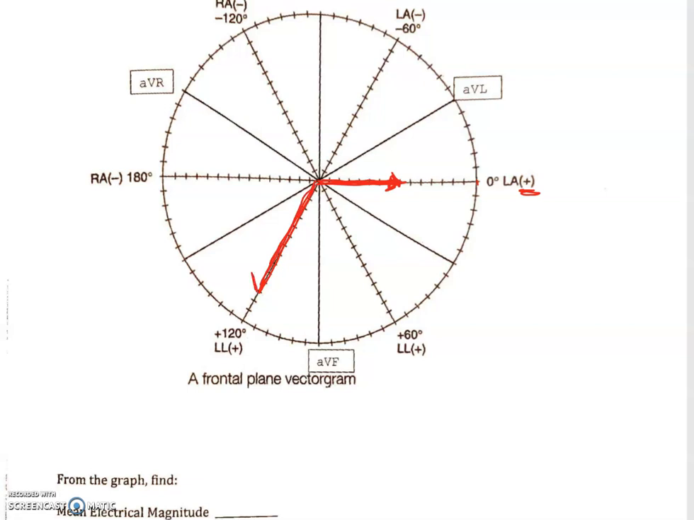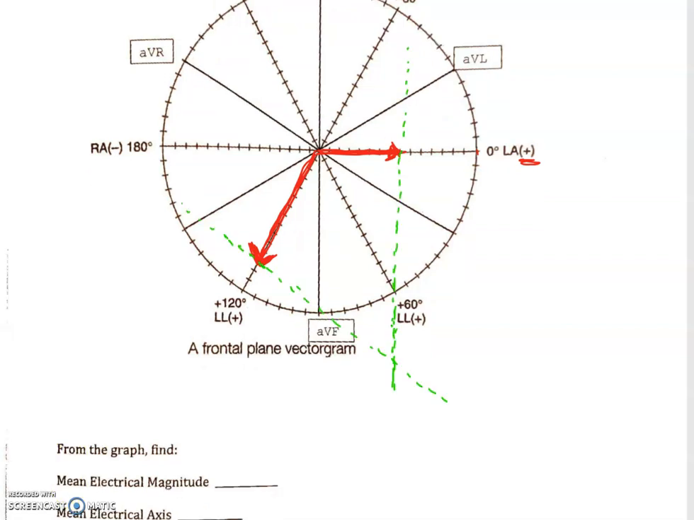So our vector would be going to here, approximately 0.8 millivolts, if the full radius would be considered 1 millivolt. Now we have our two vectors in here. Now we need to draw perpendiculars. So I put the perpendiculars to these vectors in here for you. Again, the lead 1 magnitude was positive 0.4. The lead 3 magnitude was positive 0.8.